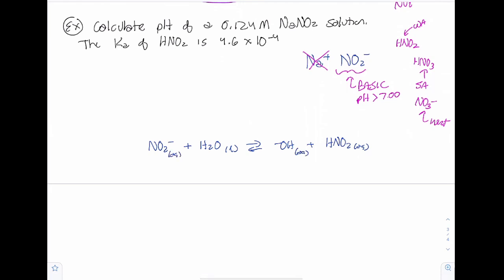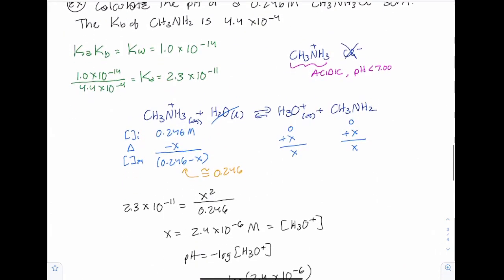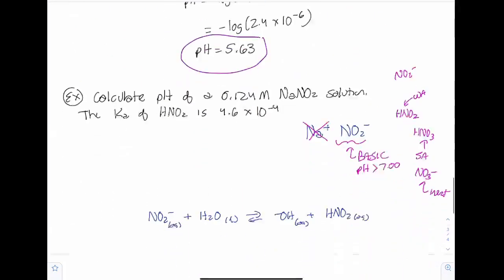I am going to need my Kb, right? This is a base dissociation equilibrium equation, so I need to use a Kb. If we compare it to the one we did up here, this was my acid dissociation equilibrium equation, so we set it equal to my Ka. So be sure you're using the right constant.